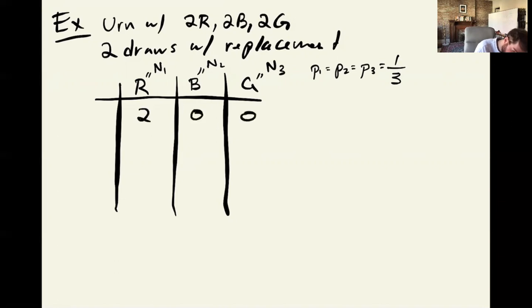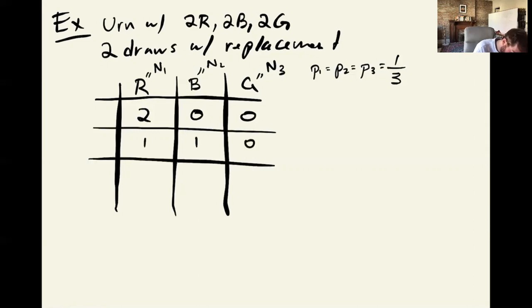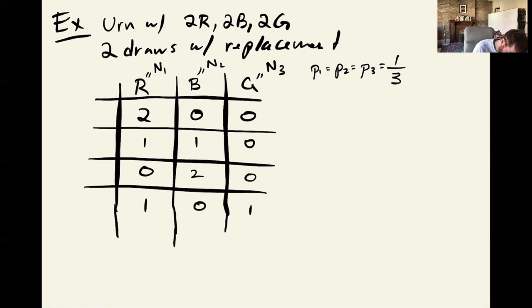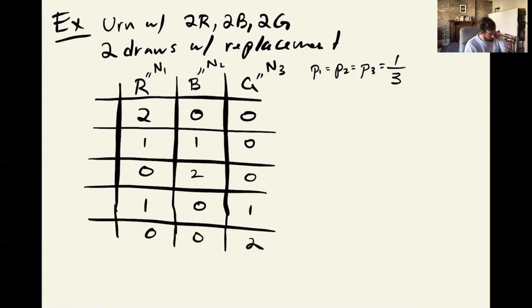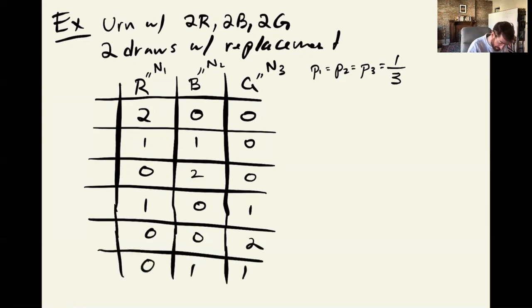So I could have 2 red, 0 blue, 0 green. I could also have, let's say, 1 red, 1 blue, 0 green. I could have 0 red, 2 blue, 0 green. I could also have 1 red, 0 blue, 1 green. And let's see, also I've got my 0, 0, 2. Does that account for everything? Ah, no, there's one more possibility. So I could have 0, 1, 1.